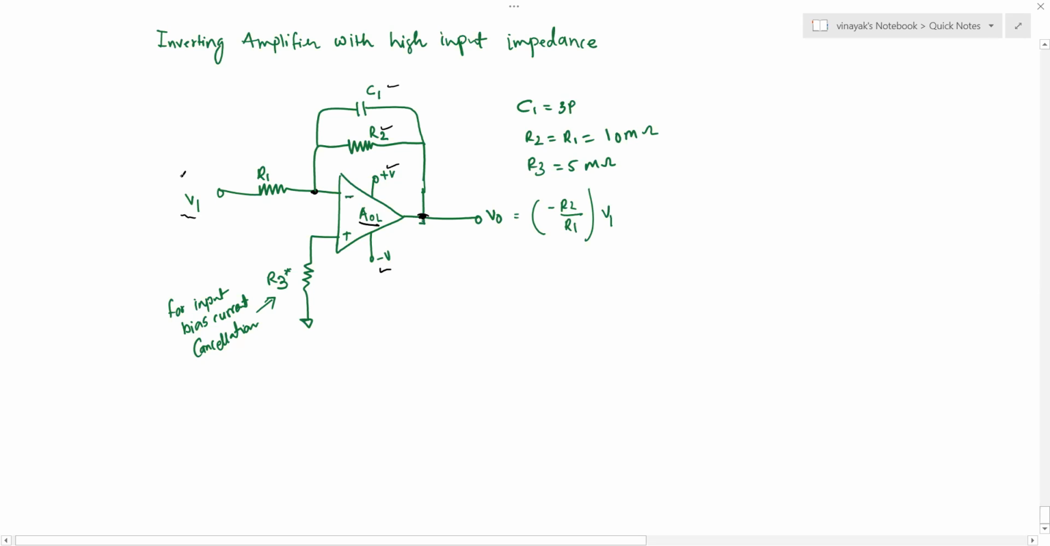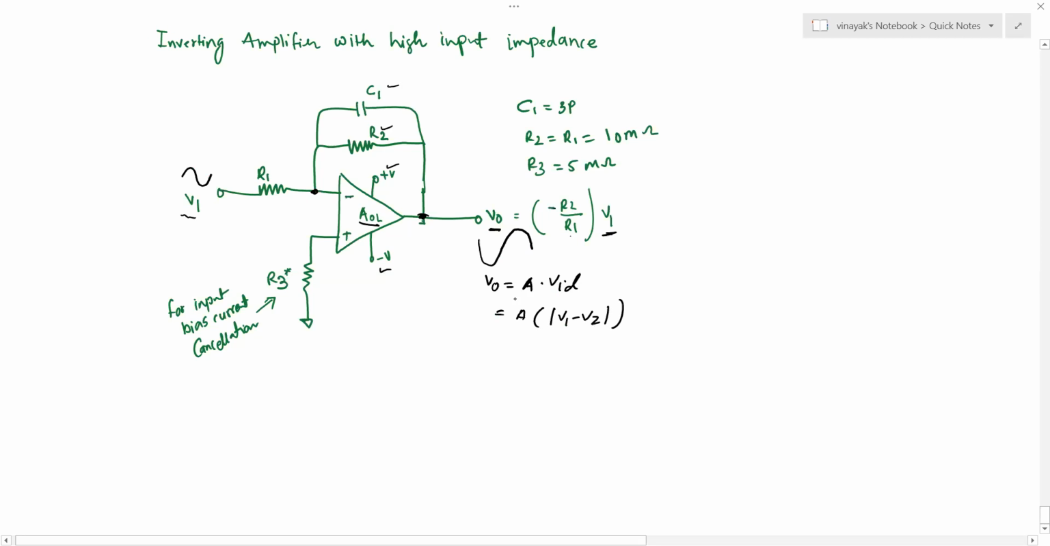So you have the signal right here and you will have an amplified version of it right here. And the output expression is the ratio of resistors with the negative sign multiplied by the VI. So VO will be equal to gain times VID, which is the gain times the difference between the two inputs.